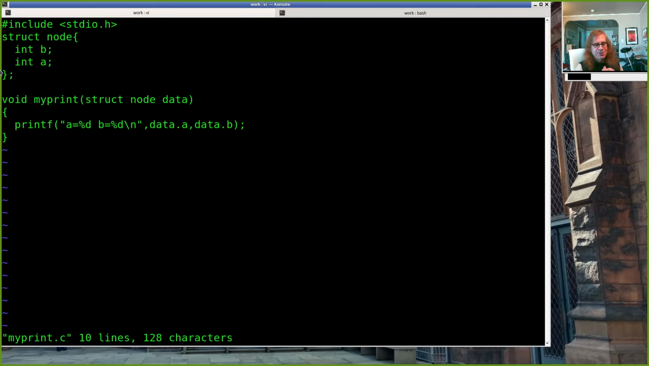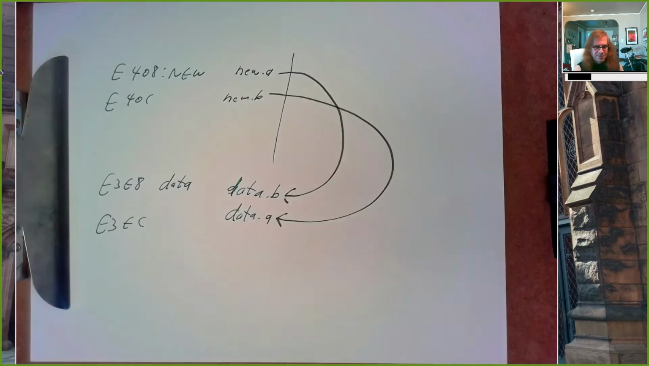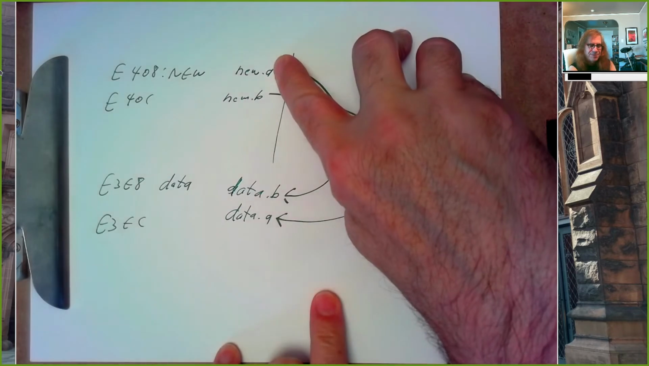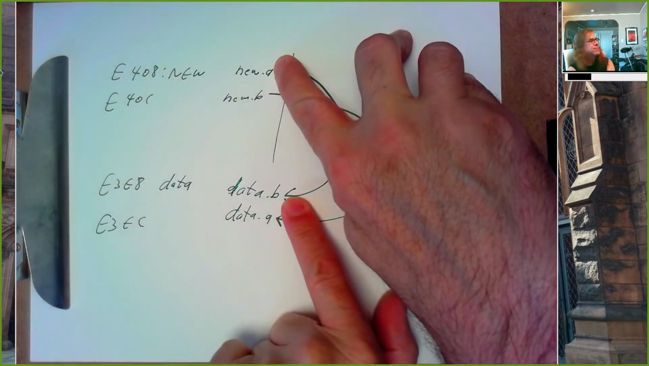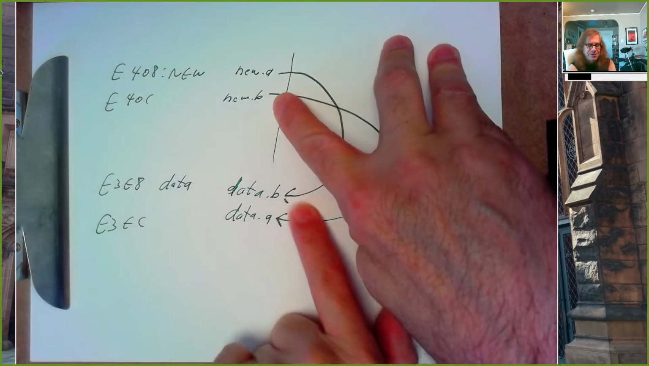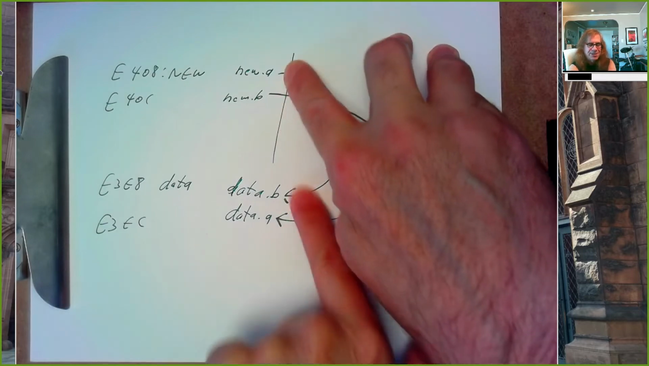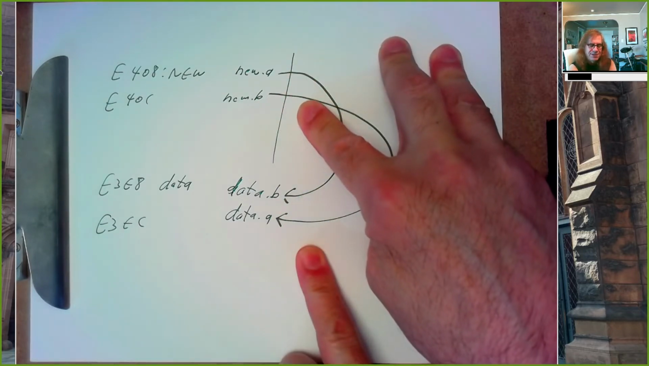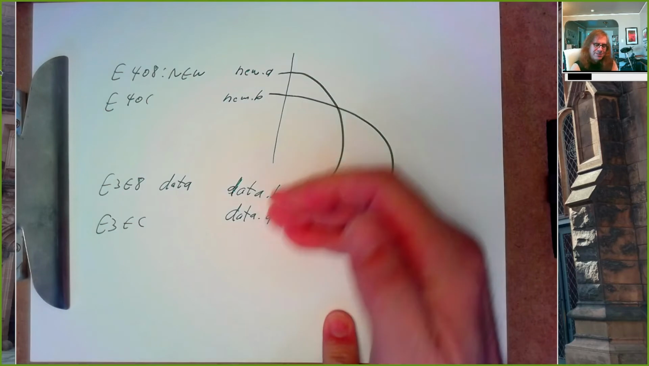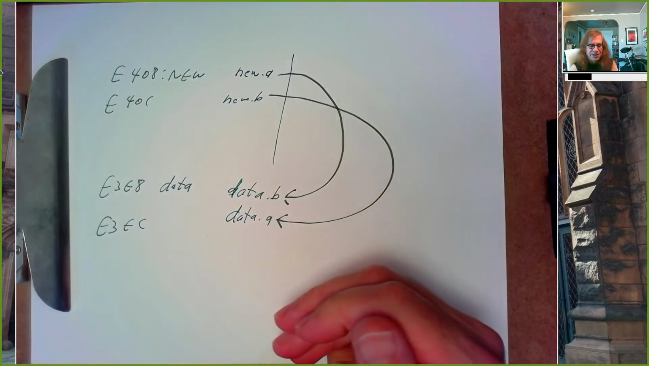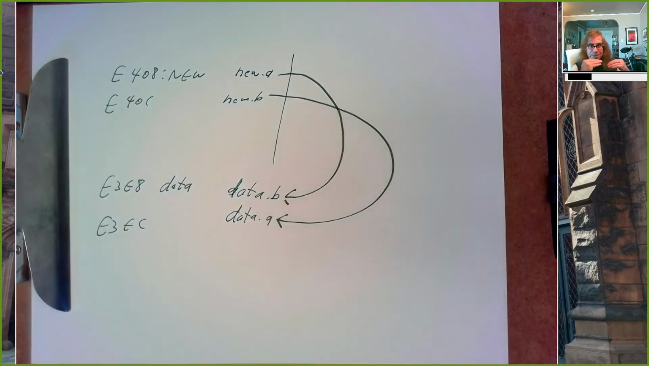It's passing the correct values, and they're being stored. The first 4 bytes of the thing being passed are being stored in the first 4 bytes of the argument. The next 4 bytes are being stored in the next 4 bytes. That's all perfectly fine. It's just that the code inside myprint thinks data.a is stored 4 bytes after the start of the structure.